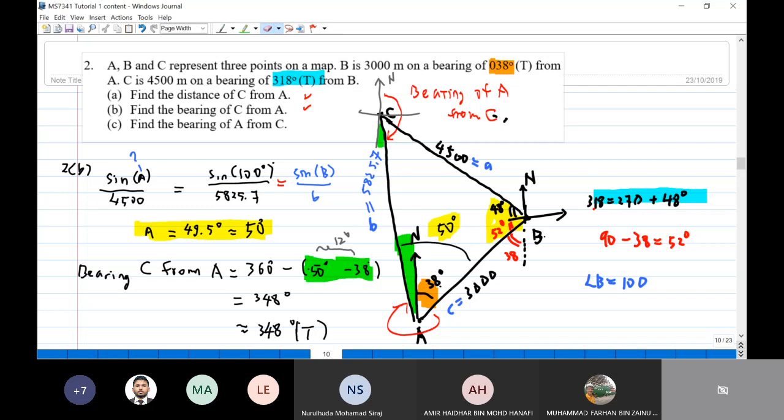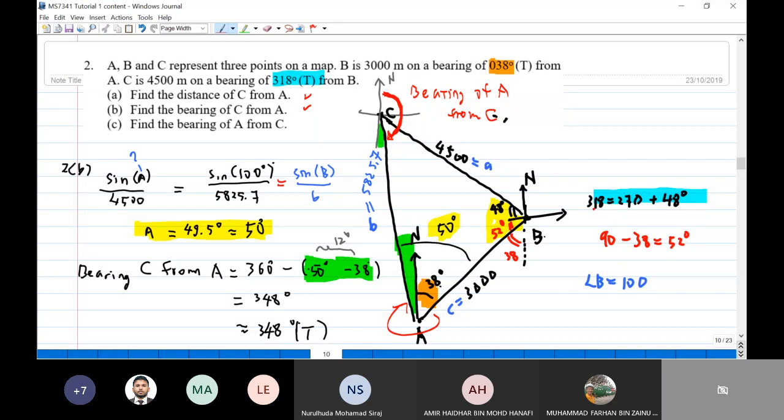Okay, we are going to answer the last part. The last part is to find the bearing of A from C. Which angle is the bearing of A from C? You can see the diagram: the bearing of A from C is this part here.